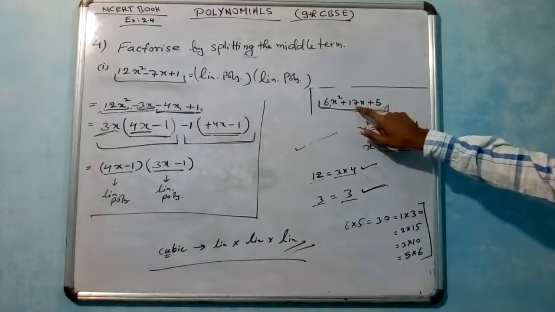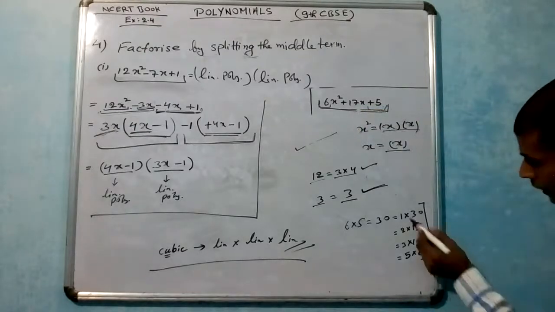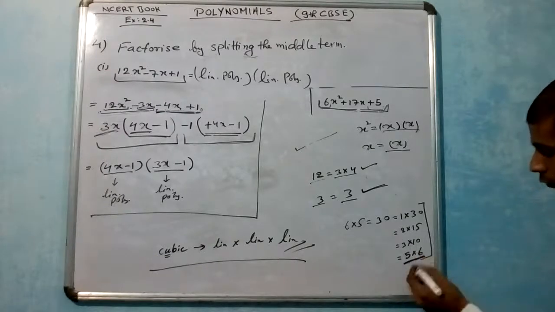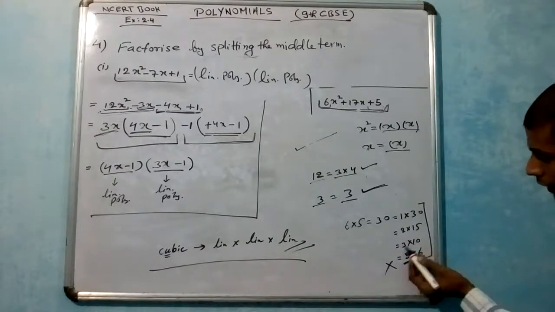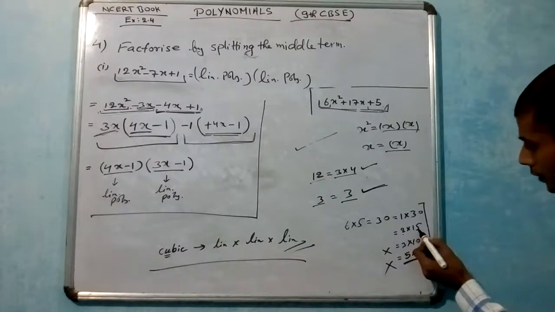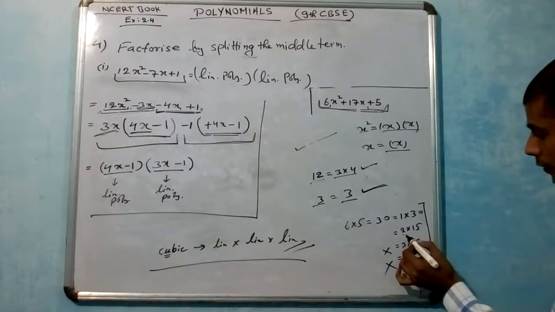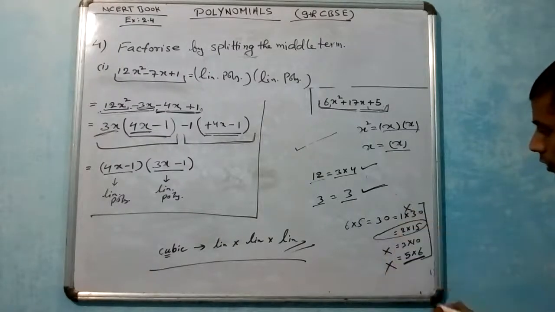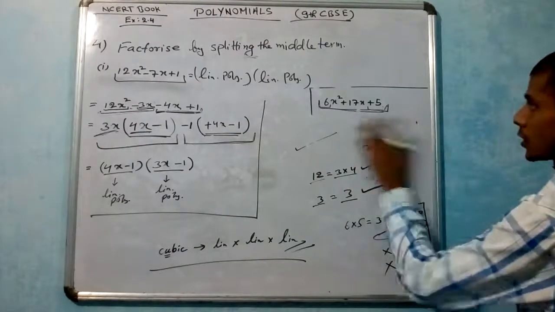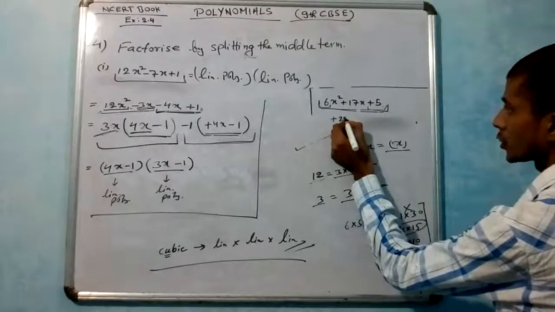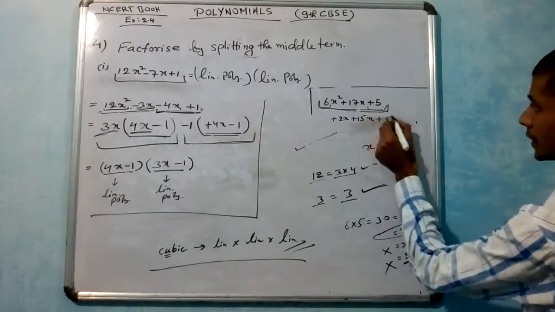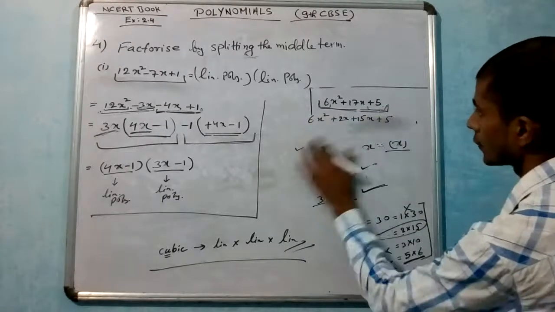17. What is the value here? 17. So tell me, in which can we take 17? 6 plus 5, 11, or 6 minus 5, 1. This is not considerable. 10 and 3, 13. 10 minus 3, 7. This is also not considerable. 2 and 15, 17. Yes, it can be considered. So we will take 2 and 15. Understanding? So this plus 17 can be written as plus 2x plus 15x. And then plus 5 as it is, and plus 6x square as it is. We have split the middle term.